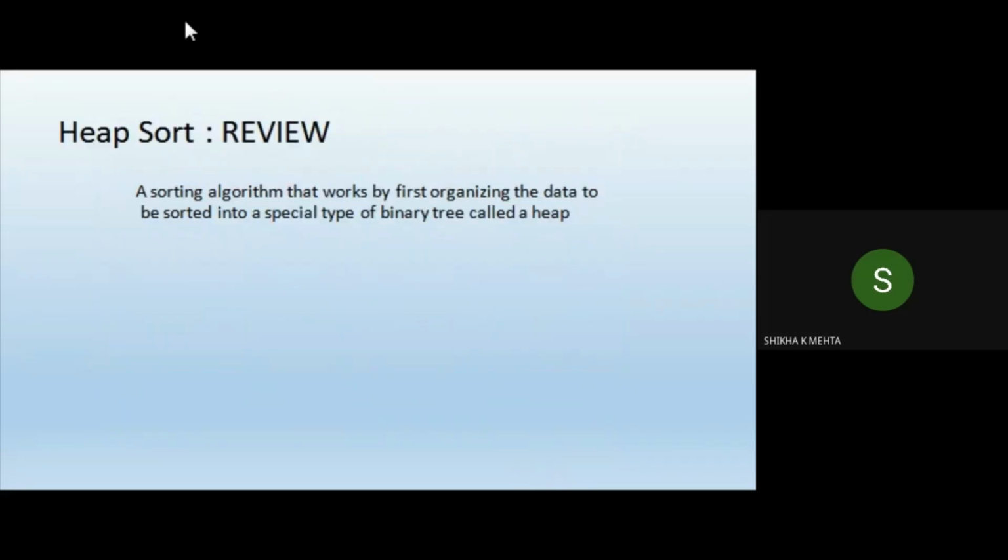One of the popular sorting algorithms that is based on tree structures is called heap sort. In this sorting algorithm, we represent all the data that we have in the form of an array as a special type of binary tree. We call it a heap.